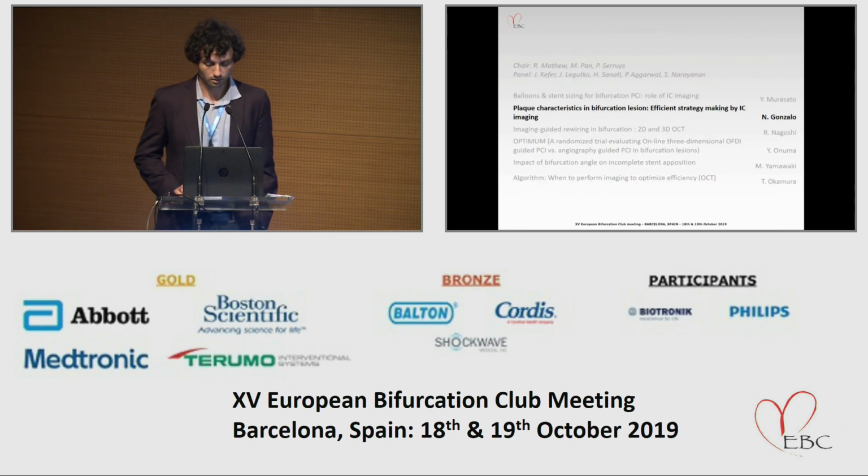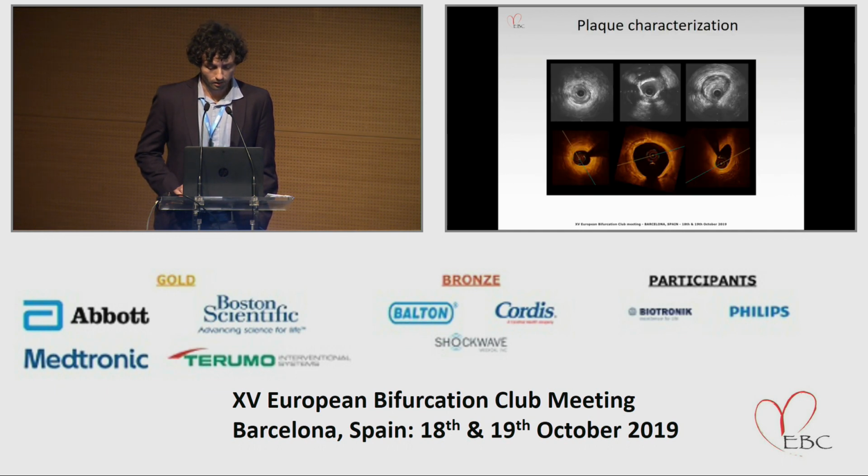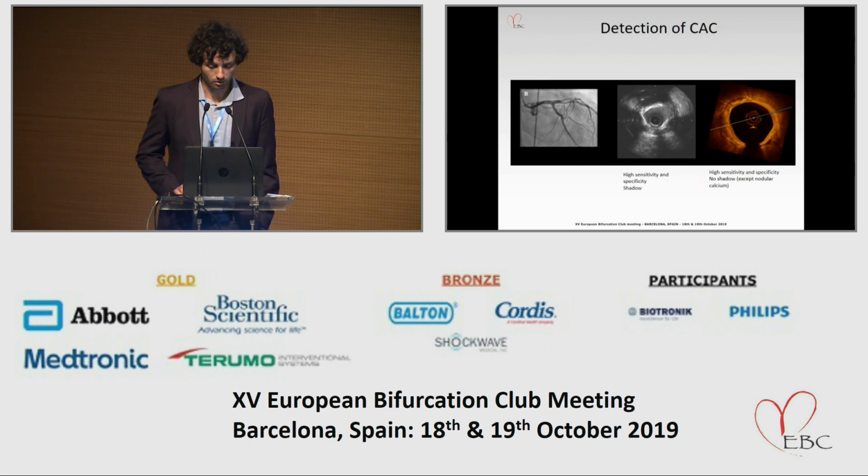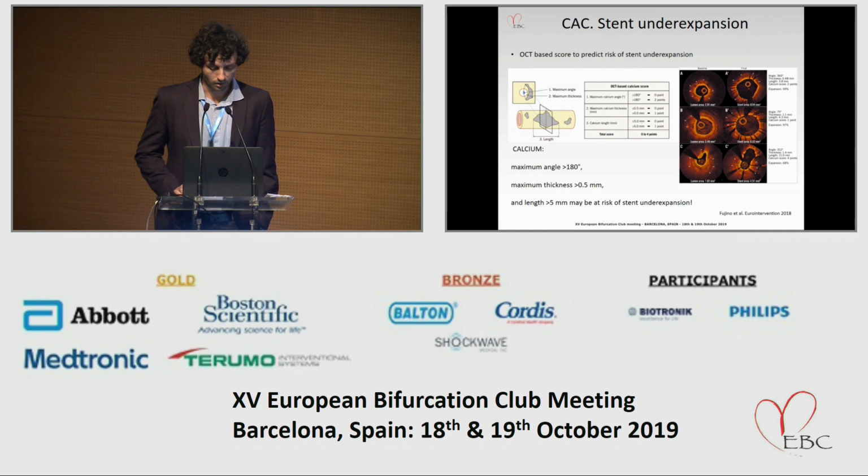The next speaker was Dr. Gonzalo, with plaque characteristics in bifurcation lesions and how that can affect our strategy making. As we all know, we can use either IVUS or OCT, which can characterize the plaque and the anatomy very well. You can see the corresponding images of both modalities, but the greatest obstacle we can find during imaging is probably the presence of calcifications. Both modalities are very sensitive in detecting them, but OCT has one advantage because in IVUS we have acoustic shadowing. We cannot measure the thickness of the plaque with it. And why is that important?